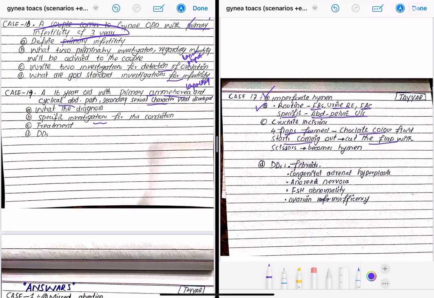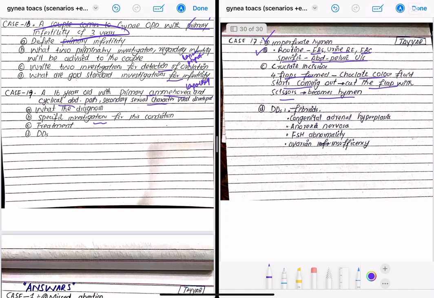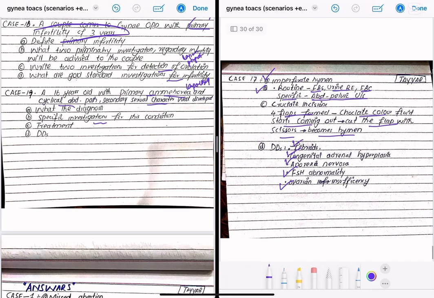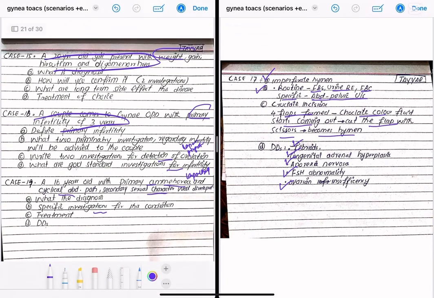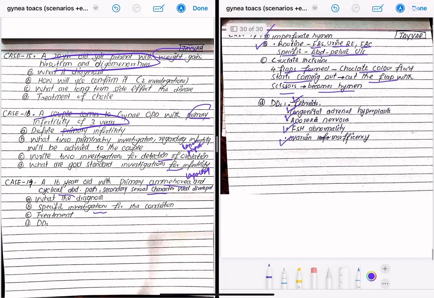Now, what are the differential diagnoses? These are fibroids, congenital adrenal hyperplasia, anorexia nervosa, follicle stimulating hormone abnormality, and ovarian insufficiency. These may be the differential diagnoses, or the causes of primary amenorrhea. So these were all the important scenarios which are important for the exams in the gynae and obs subject.